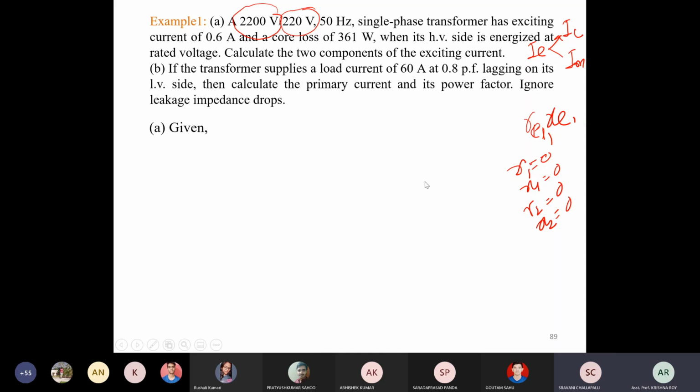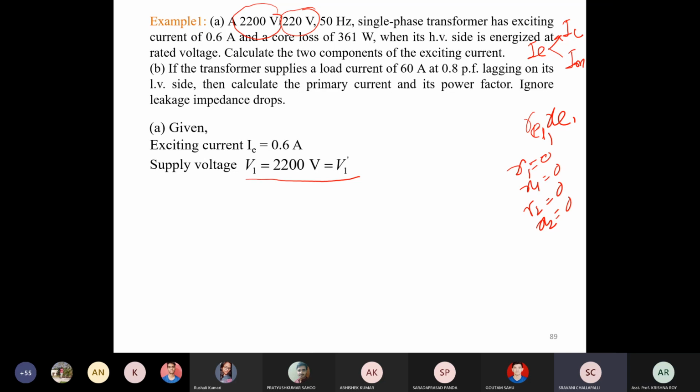First of all, write down all the given data. So exciting current IE is 0.6 ampere, supply voltage V1 is equal to 2200 volt, which is equal to V1 dash. Why is this? Why V1 equals V1 dash? Because R1 and X1 are 0. Yes, primary leakage impedance is 0. So V1 equals V1 dash.